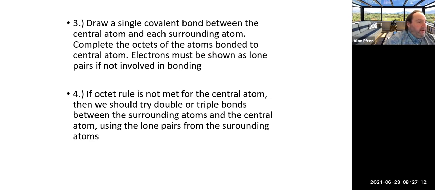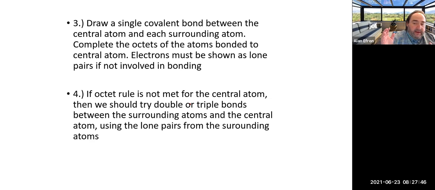Once you've placed all your electrons onto your picture, the very last thing that you should do is go around and make sure that every single atom in that structure that you just drew meets the octet rule. And if you go around and place all your electrons there and you see that there is an atom that does not meet the octet rule, it's at that point that you should try to fix it by making a double bond.